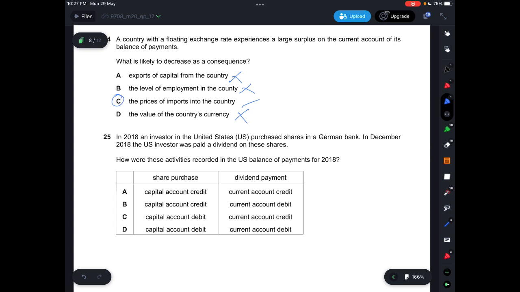Question 25. In 2018, an investor in the United States purchased shares in a German bank. In December 2018, the US investor was paid a dividend on these shares, and how were these activities recorded? You can see that it says capital account, which is not in the current syllabus, but we do it anyway. The share purchase should be under debit, not credit, so A and B are wrong. It has to be capital account debit, and then the dividend payment should be credit, so the answer is C. Debit being that you pay, and then credit you get back through the dividends.